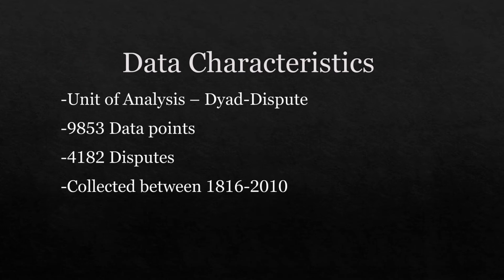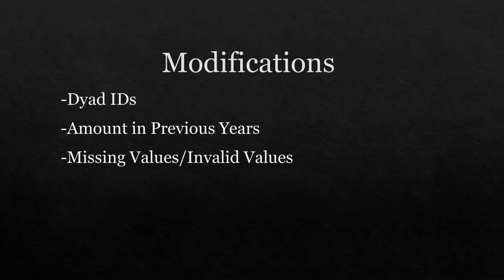So here are some characteristics of the dataset. The dyadic MIDS dataset is separated into data points that are dyad disputes, which means that for every militarized interstate dispute that happens, an entry goes in for each pair of countries that were a part of that dispute, which means there are around 10,000 data points and 4,000 actual disputes. These disputes occurred between 1816 and 2010.